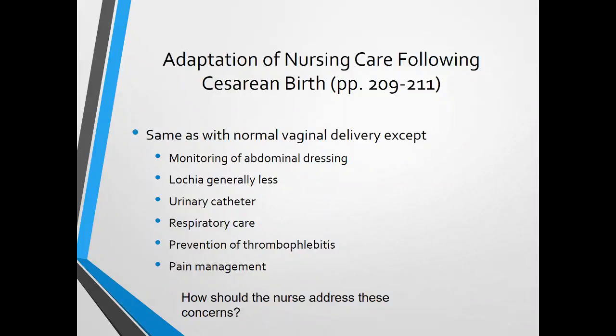And then adaptation of nursing care following a C-section birth. Some of it's going to be the same and some is going to be a little bit different. So differences, you're going to be monitoring that abdominal incision, just like you would with a surgical patient. They are more likely to have less lochia. They'll have a urinary catheter in place. You want to be checking their respirations and also having them use an incentive spirometer to help in doing cough and deep breathe. And then pain management as well.